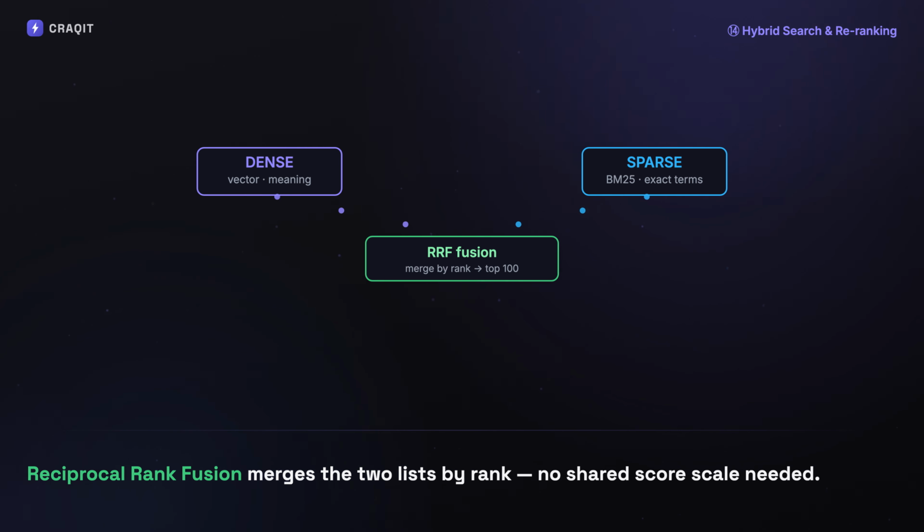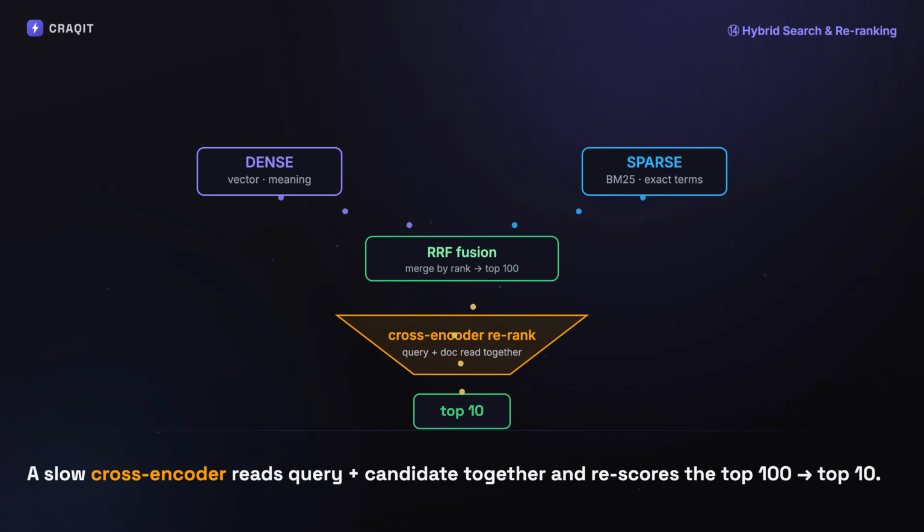And then the final quality layer, borrowed from search: re-ranking with a cross-encoder. Your ANN index is a fast bi-encoder retriever. It embeds the query and documents separately, which is what makes it indexable. But that separation loses precision. So you retrieve a generous top 100 cheaply, then run a slower, far more accurate cross-encoder that reads the query and each candidate together and rescores them, keeping the top 10. Cheap wide net, expensive precise finish.